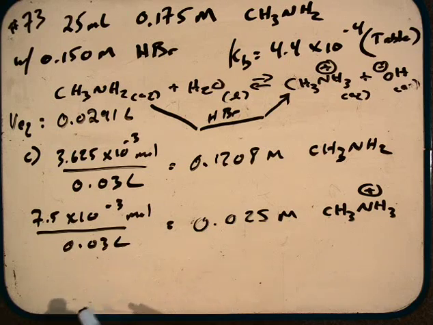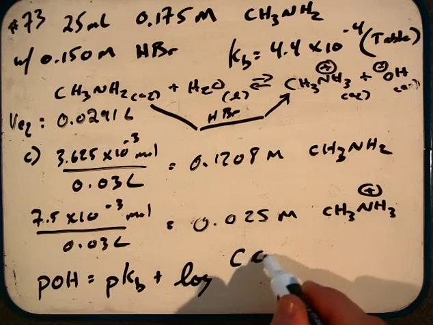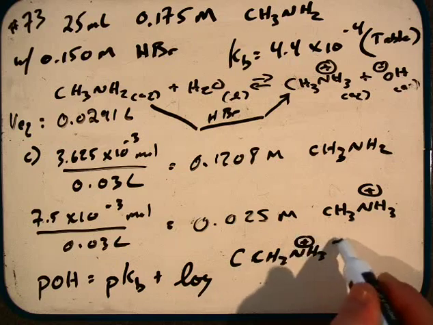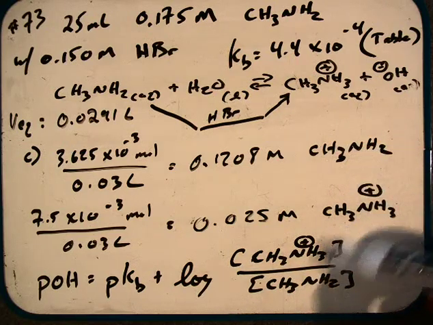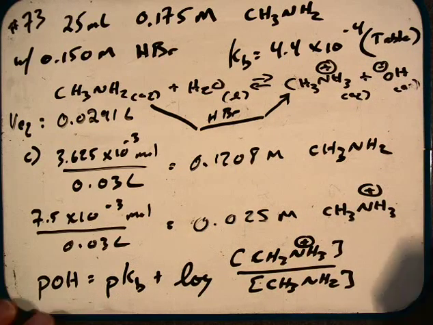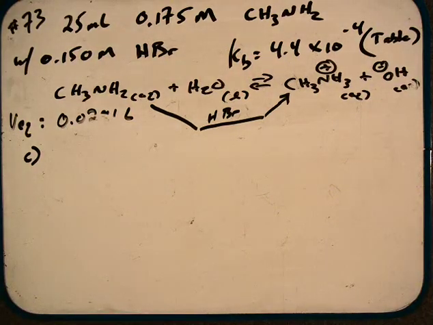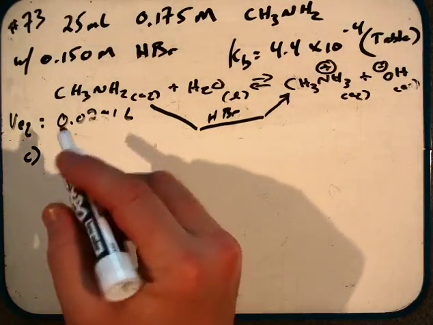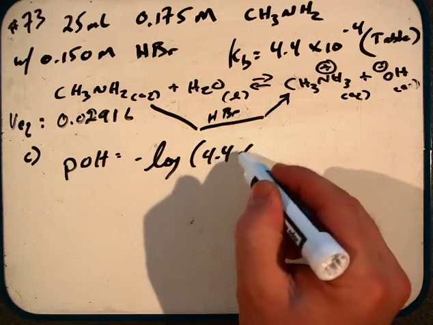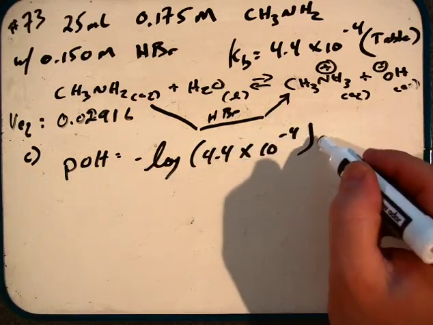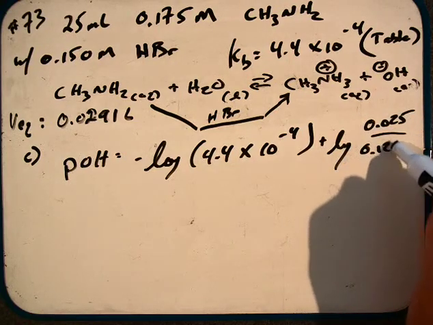And so we would have our pOH being equal to our pKB plus the log of the concentration of our conjugate over our parent. So we need to use these two values in our ratio, and then we also need to take the negative log of our KB. So let's begin there. We have our pOH is going to equal that negative log of our KB, the 4.4 times 10 to the negative fourth, plus then the log of our concentration, 0.025 over 0.1208.